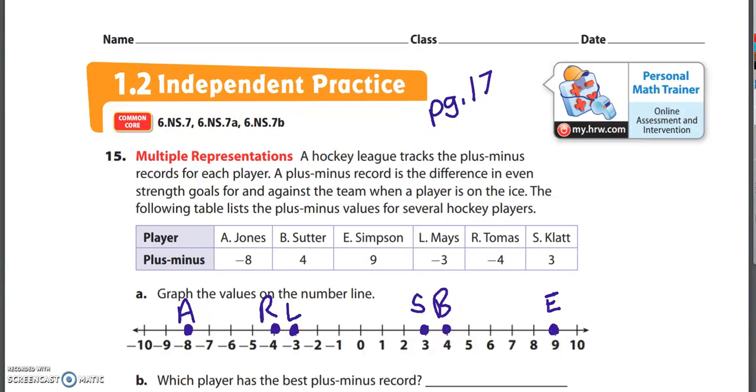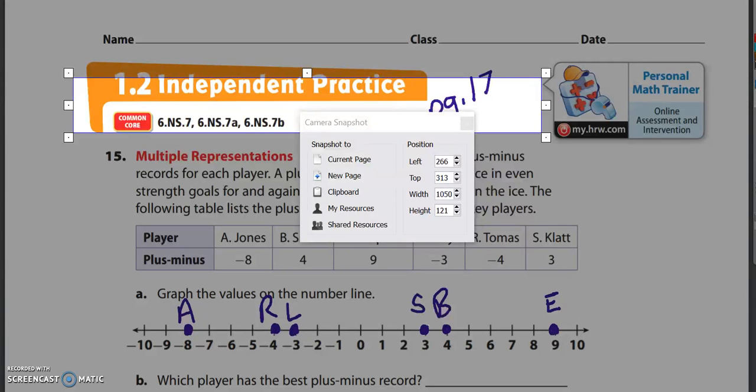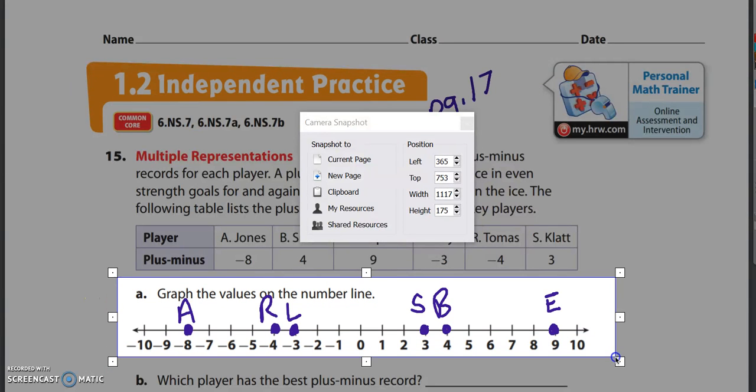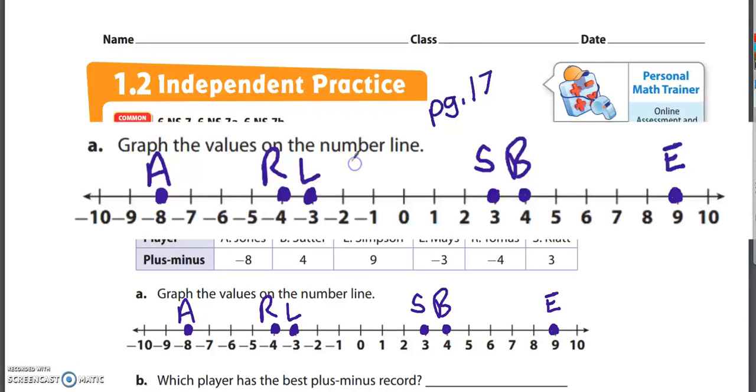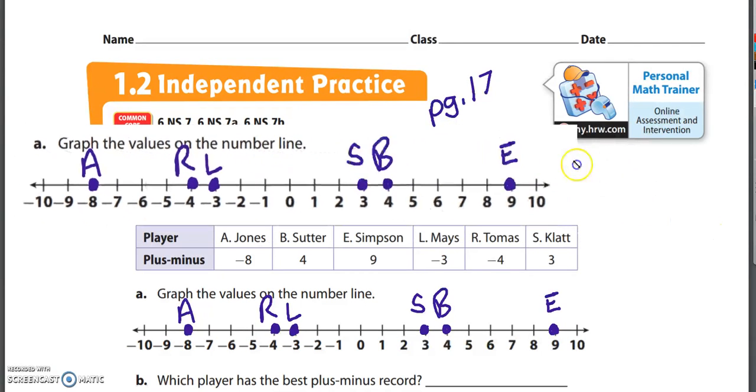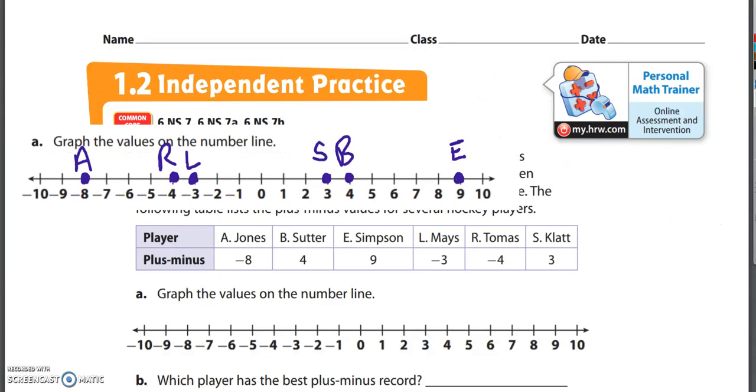Now I'm going to go ahead and take a picture of this because I'm going to need to use this for the next few questions. I've got it right here. Now I can clear my annotations and I can move the page up.